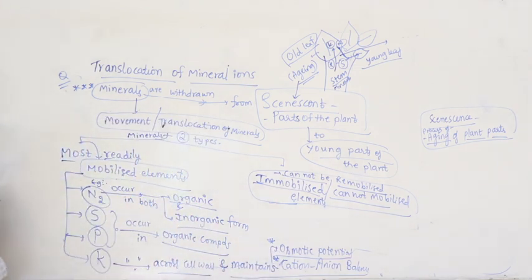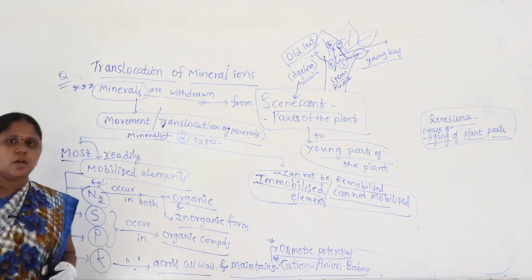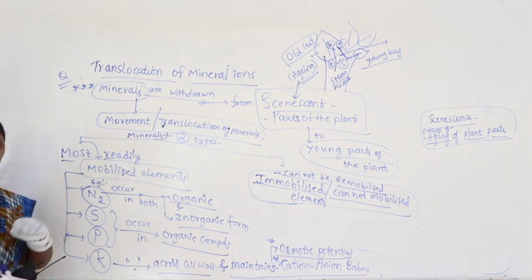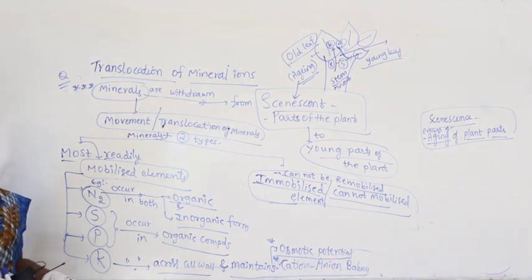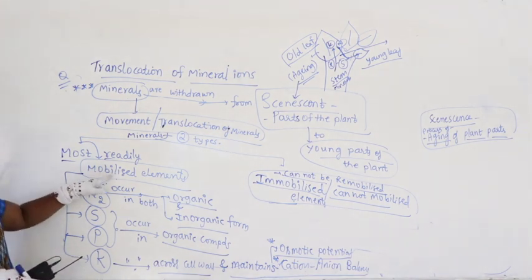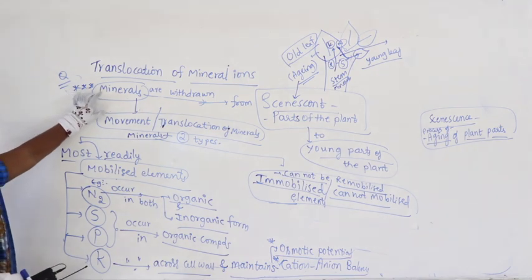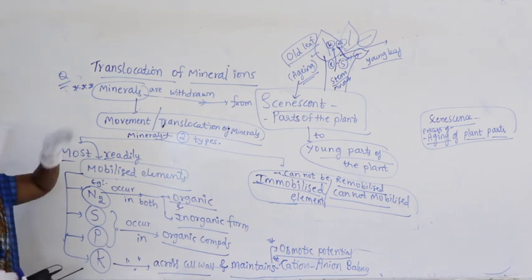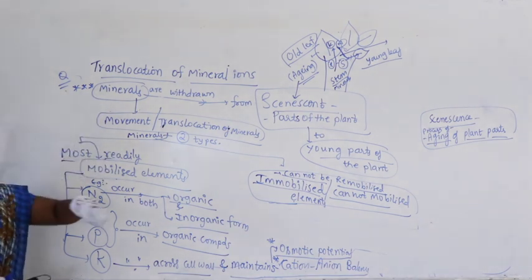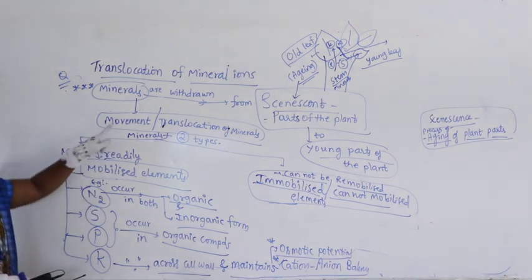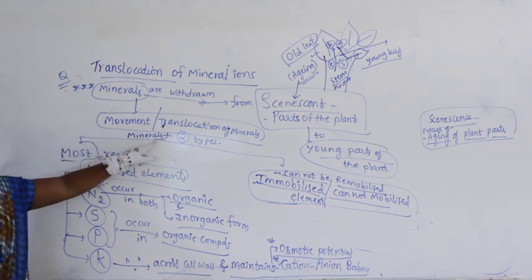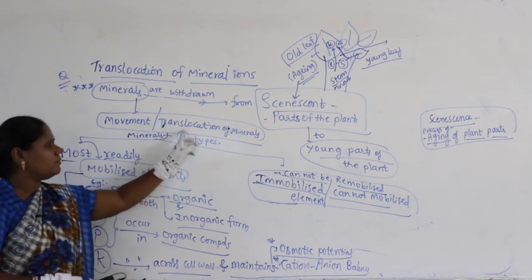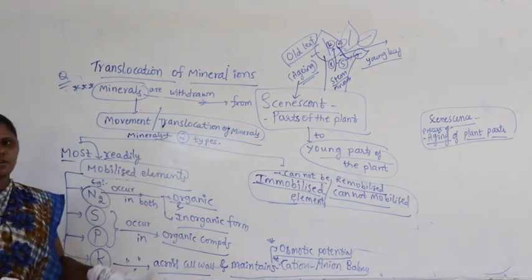This we know, we discussed in the previous chapter on mineral nutrition about each element, and we studied the deficiency symptoms and toxicity symptoms. What we are discussing here is that some of the minerals are withdrawn from the older parts of the plant to younger parts of the plant. When they are withdrawn, they keep moving from one place to another. Based on the movement, the minerals are classified into two types. Movement or translocation of minerals, if you take, minerals are of two types.